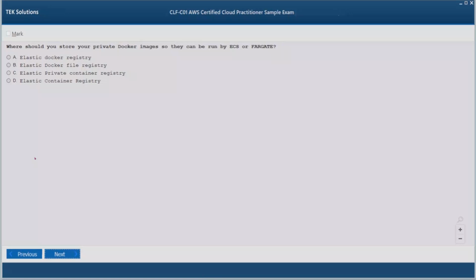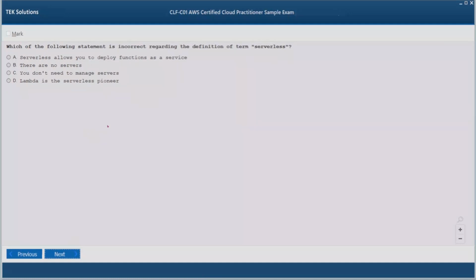And the answer is, just read all these options carefully and then only answer it. Answer is D, ECR, Elastic Container Registry. You need to register it in the Elastic Container Registry. So remember this.